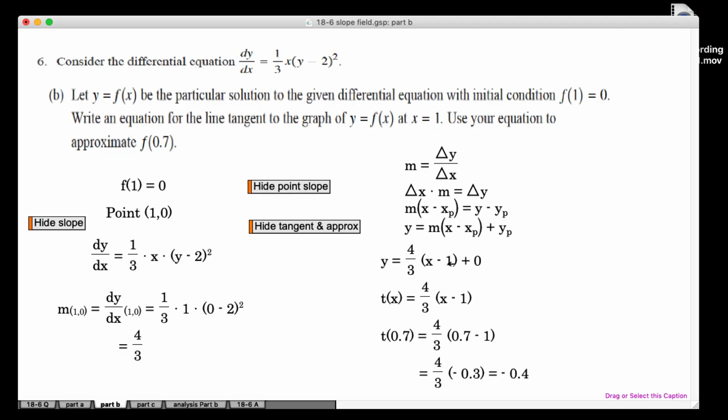So there's the 4/3 times (x minus 1). 1 is the x coordinate, 0 is the y coordinate, and I just changed it to t for tangent. And I like this terminology because I'm going to plug in 0.7. It says now use this equation to approximate f of 0.7. In other words, if I could plug 0.7 into the function, which I don't have, I'm going to plug it into the tangent line and use it as an approximation. Again, this form is very simple because if I plug in 0.7 for x, this is simply minus 0.3. Minus 0.3 times 4/3 is minus 0.4. Okay, that's all there is to this part.